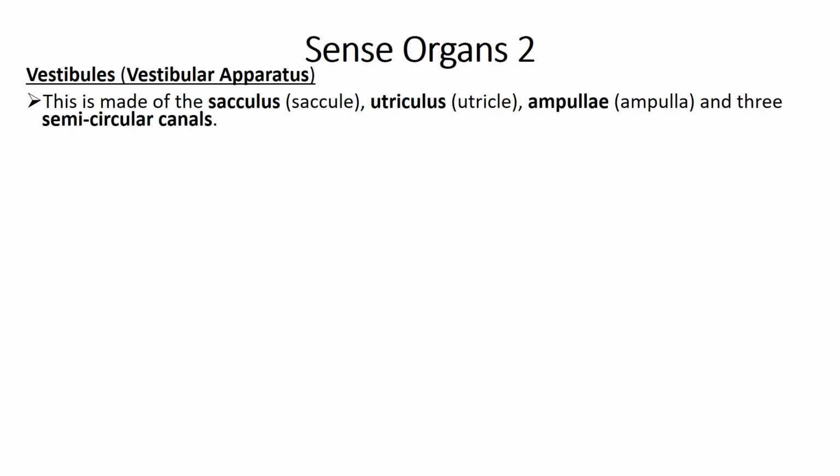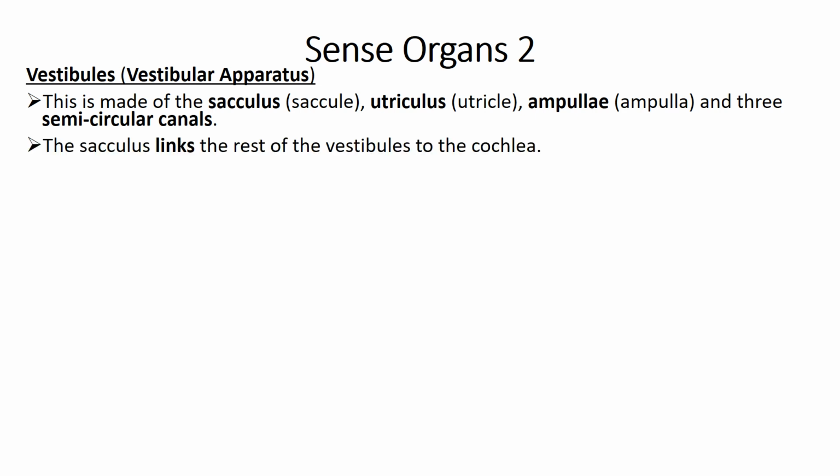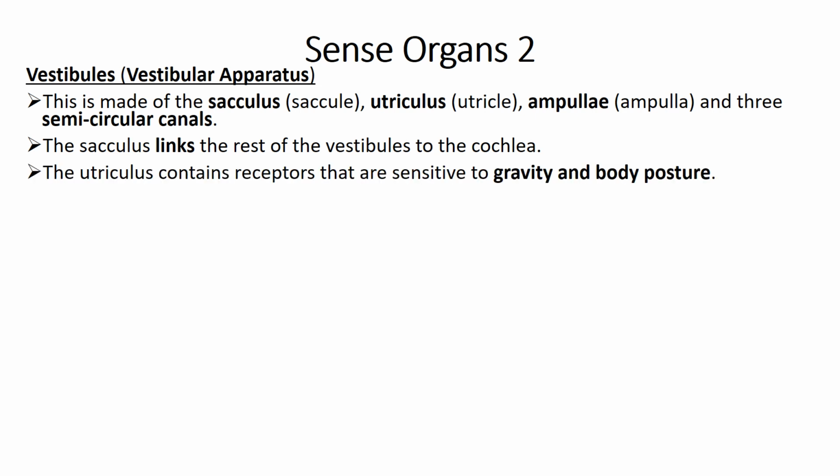Next, look at the vestibular apparatus. This is made up of three parts: the sacculus, the utriculus, and the ampullae, and three semicircular canals. The sacculus links the rest of the vestibule to the cochlea. Then the utriculus contains receptors that are sensitive to gravity and body posture. So this utriculus makes sure that they know how your body is oriented.